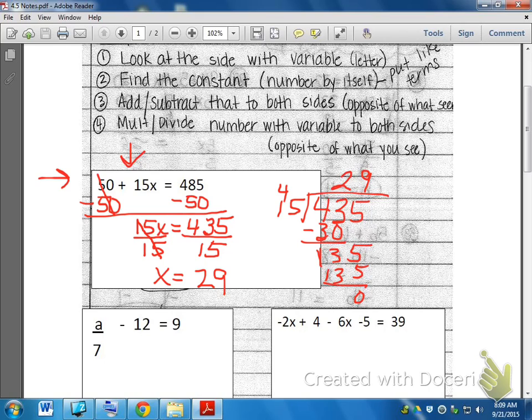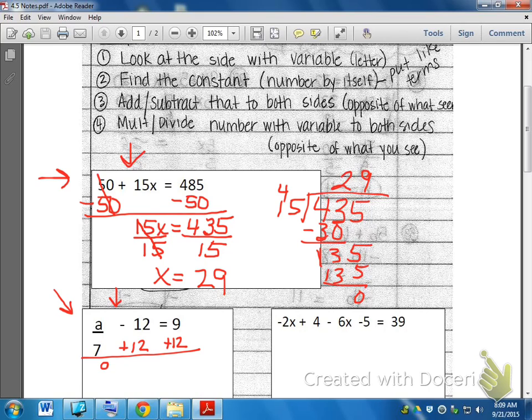So let's go down to this one. We have a over 7 minus 12 equals 9. So I look for my variable. It's an a, and again, it's on the left. It doesn't have to be on the left, but a lot of them will be. What's the constant term by itself on the left? Anybody see it? Stephen? Would that be the 12? The 12. And it says minus 12. So, Stephen, would I add 12 or subtract 12? Add? Yeah, so you're going to add 12 under the 12 and under the 9.